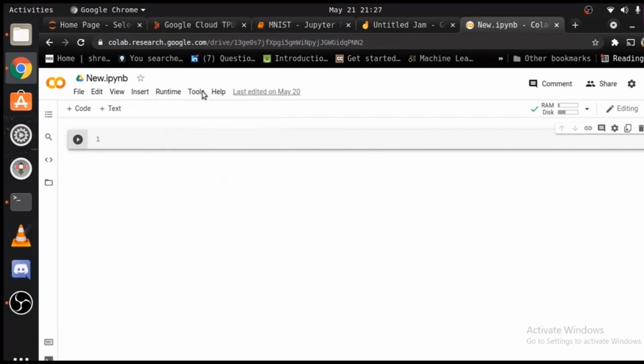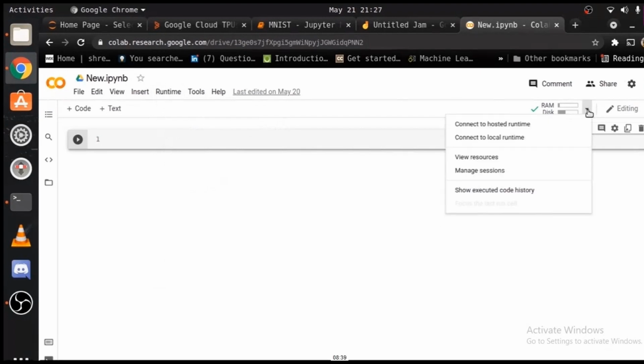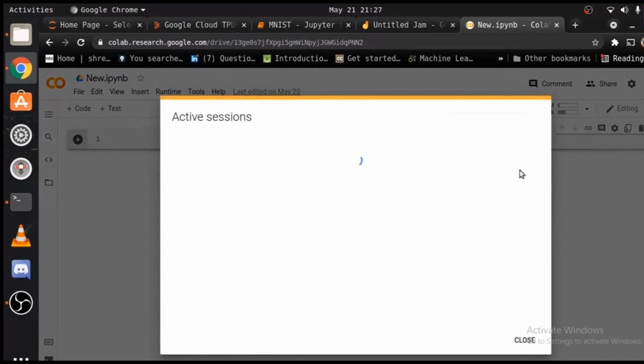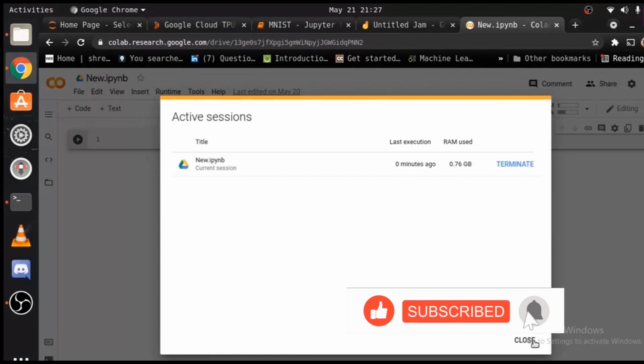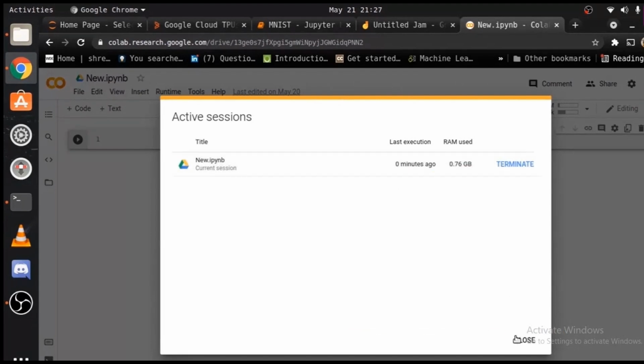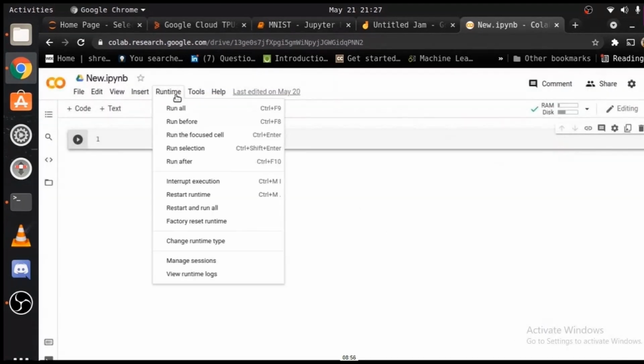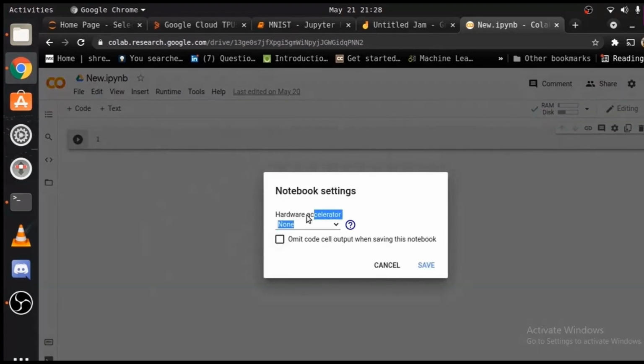Restart runtime. Whenever you open the Colab notebook, you have a runtime here. You can actually terminate the runtime through this option, so if you are using it, it will stop. It shows the RAM used and the last execution. This is a new notebook, so there is no execution. The other interesting thing is change runtime type. This is a hardware accelerator, which means you can change this runtime here to GPU or TPU. Presently it only uses the CPU option.